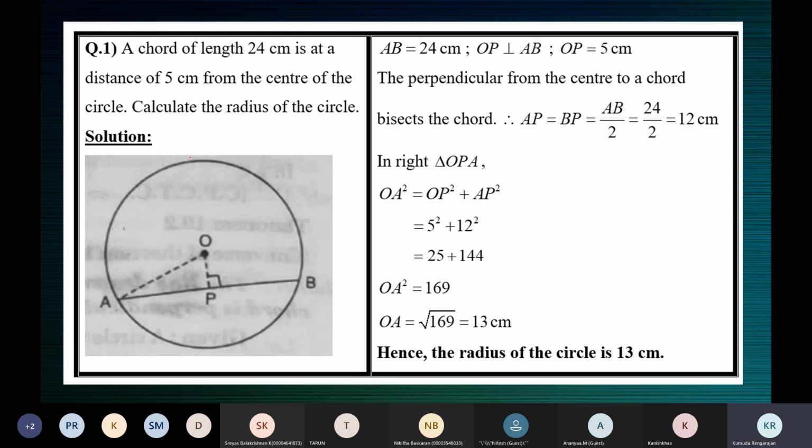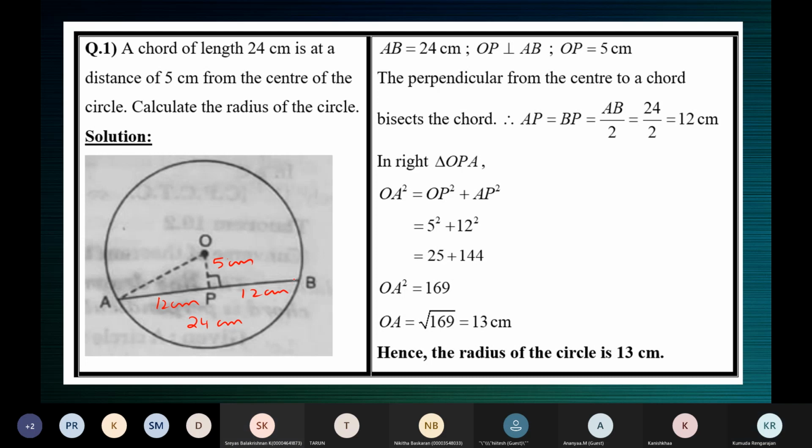How much is OP, children? 5 centimeters, ma'am. How much is AB? 24 centimeters. What about AP? 12 centimeters, ma'am. PB? 12 centimeters, ma'am.